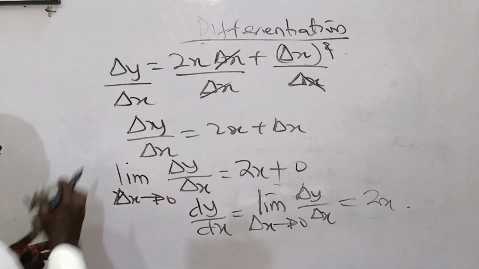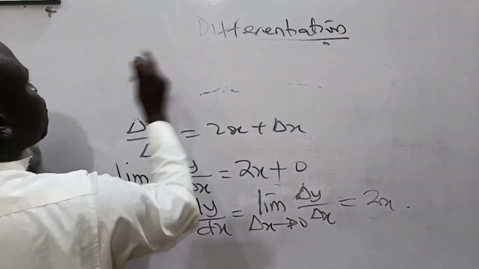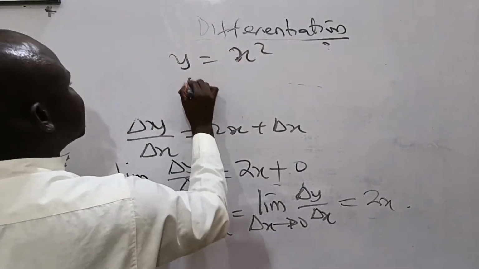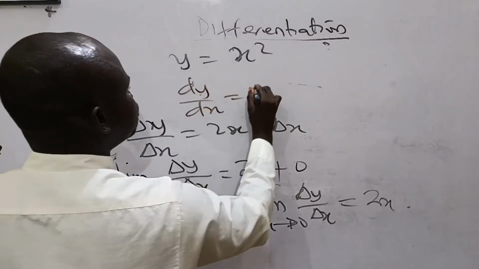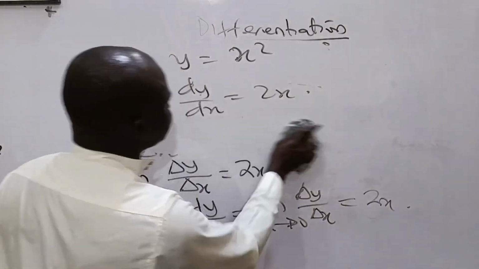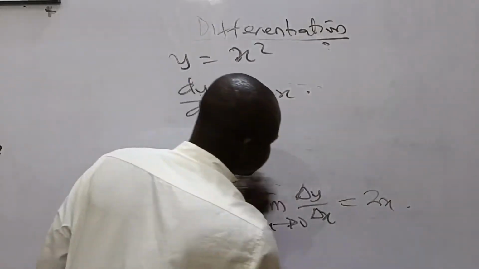So that simply means that if we differentiate y, which is x squared, our dy dx from the first principle will be 2x. And if even we can do that, we can do this directly. So that is the answer that we are going to get. That is how to differentiate from the first principle.